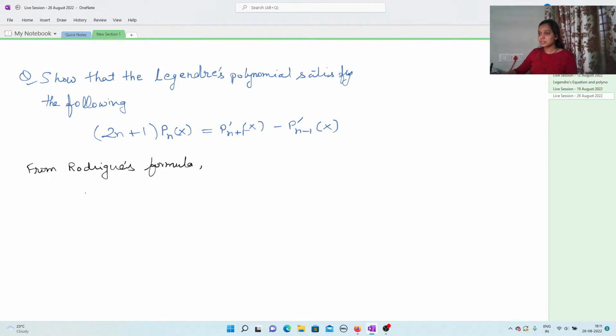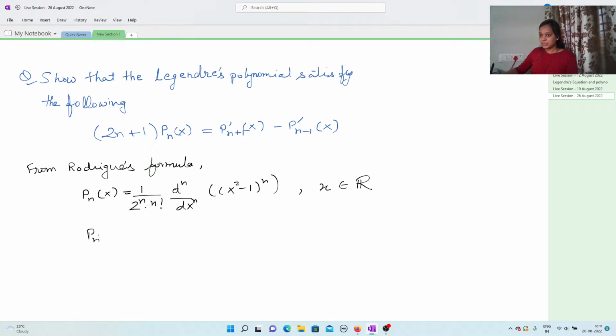What we know is how Pn, that is the Legendre polynomial, is defined. So Pn of x is equal to 1 by 2 to the power n into n factorial, d to the power n over dx to the power n of (x square minus 1) to the power n. This is the definition of Pn of x from Rodrigues formula, where x belongs to the real numbers.